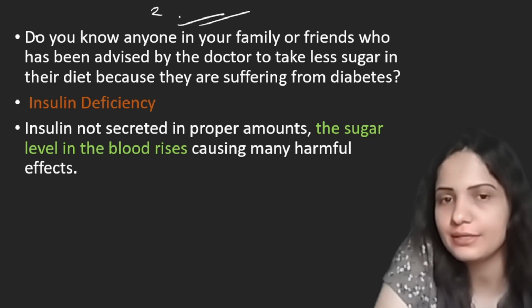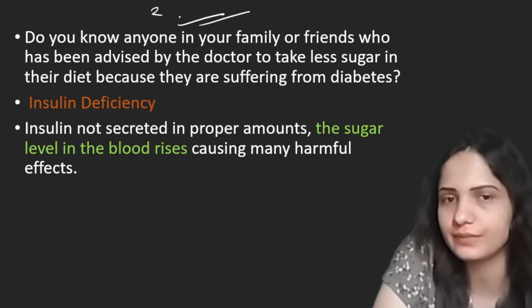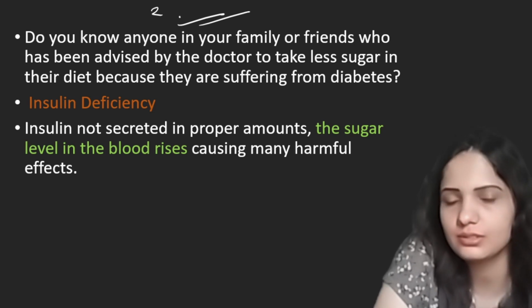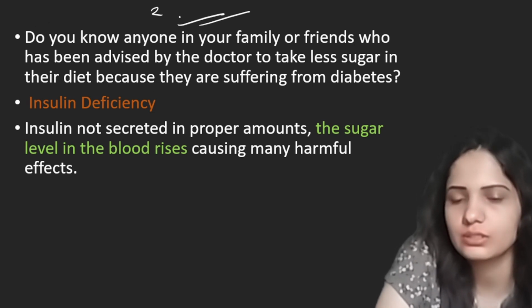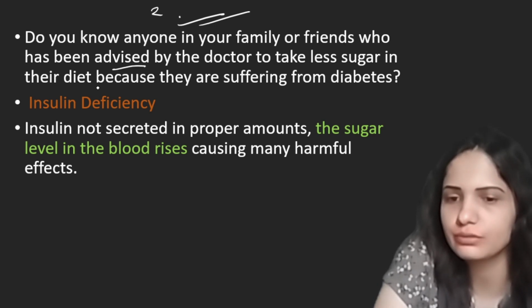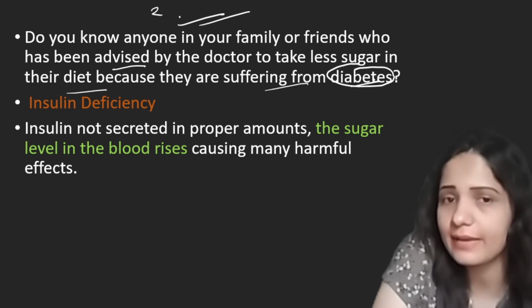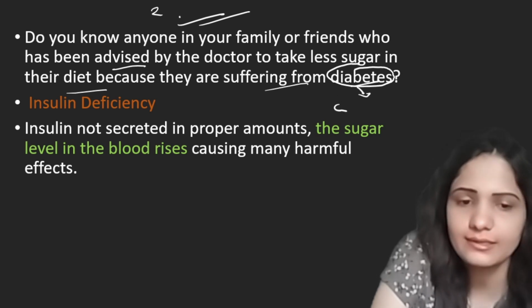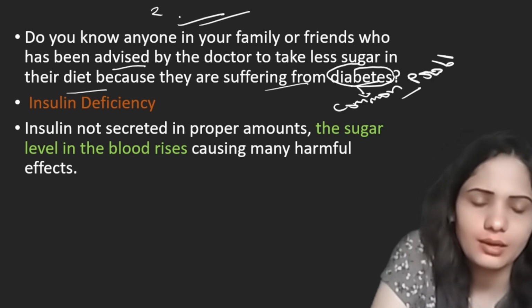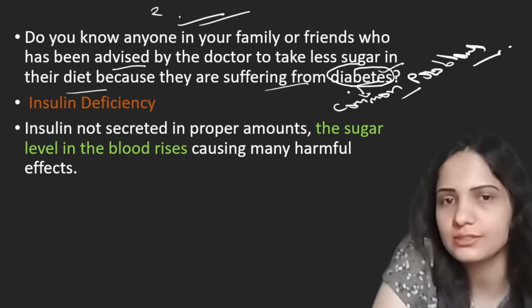And here we have again a question. Whenever you read any topic, try to put questions in that topic to understand the topic in a better way. So here we have some questions related to endocrine hormones. Do you know anyone in your family or friends who has been advised by a doctor to take less sugar in their diet because they are suffering from diabetes? You must have heard of this term diabetes. This is a common medical problem in today's society. There are many persons who are suffering from diabetes.